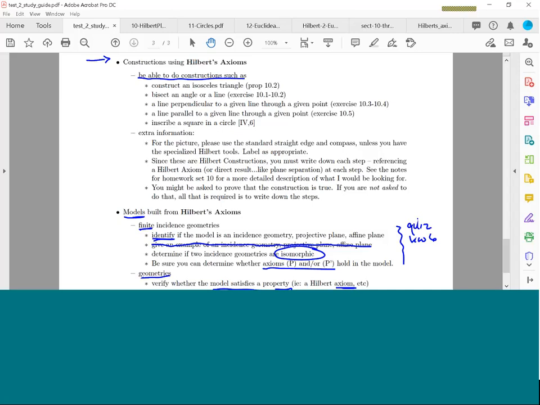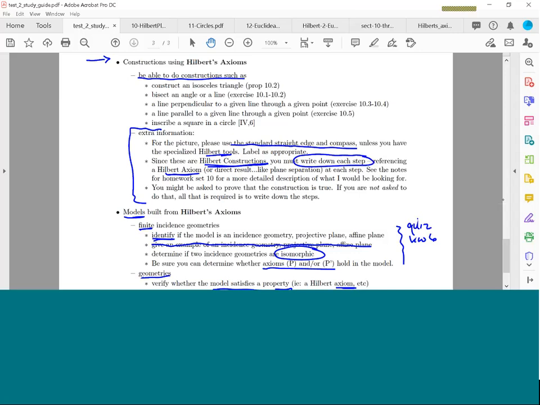In terms of the extra information, this is the part that is totally going to change once I figure out how to actually get the information from you guys. If it turns out to be a file upload, please use your straight edge and compass or a computer program to do some computer generated graphics. That's okay too. Or if you actually built the specialized Hilbert tools, that's totally fine too. Now, key thing, and this is going to be true regardless of how I get this information from you: you need to write down each step that you did, and you need to reference a Hilbert axiom, or some result of a Hilbert axiom like what we did previously, plane separation.